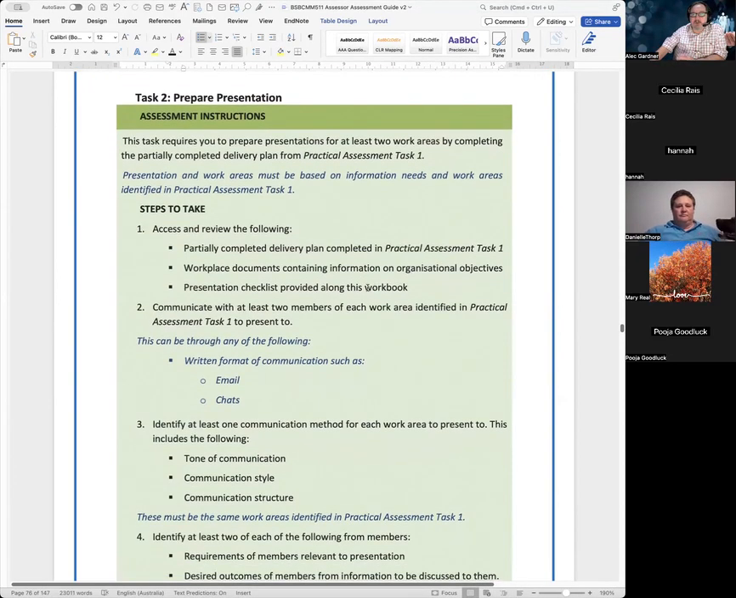Steps to take. I want you to assess the partially completed delivery plan, which is now completed. You're going to use your workplace documents containing information on organisation objectives. So you want to know the objectives of Bounce Fitness. And you're going to do a presentation checklist that should be amongst all your material. So you're going to communicate to at least 2 members. 2 members? 2 members?